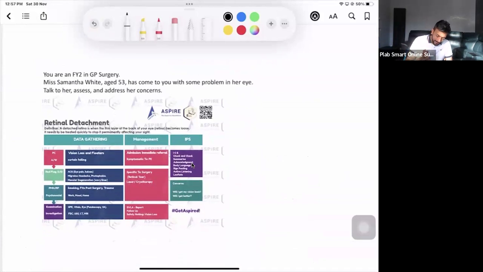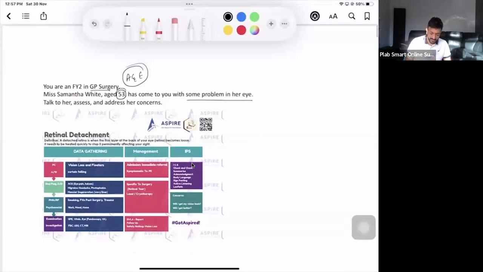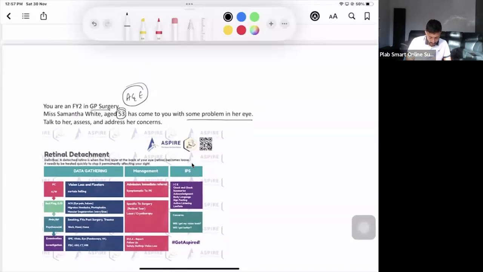Now, okay, there's another one. So you are in the GP surgery. Samantha, the patient, is 53 and has come to you with some problem in her eye. It could be in GP, it could be the scenario of A&E as well. So talk to the patient, assess and address her concern. When you enter the cubicle, what else do you see? The patient is there and you have got a fundoscopy mannequin as well.